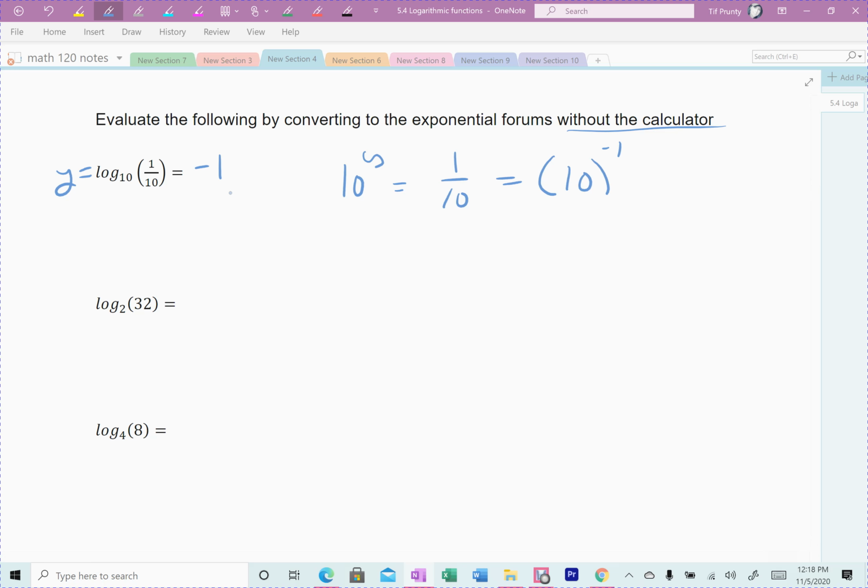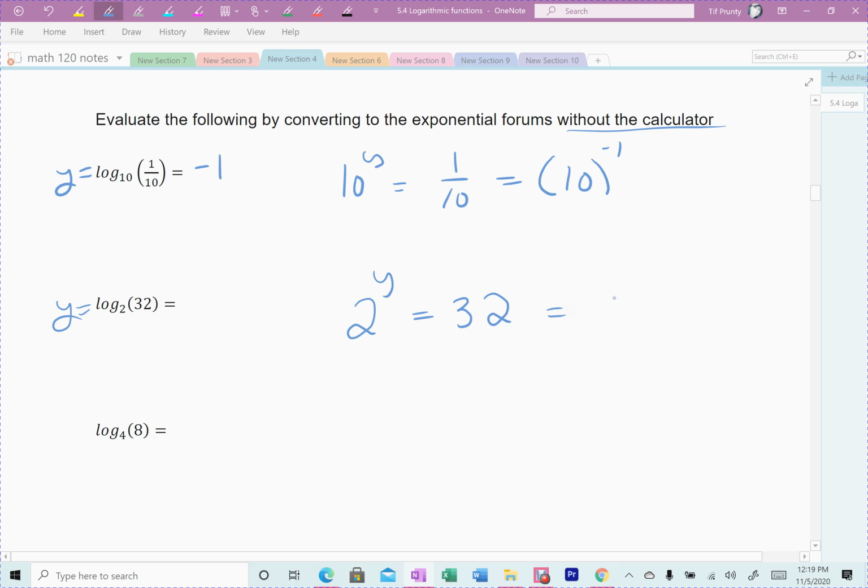Y has to be negative 1 in order to get 1/10 out. The next one, same thing. I'm going to rewrite it. So my base is 2. So 2 raised to what exponent gives me out 32?